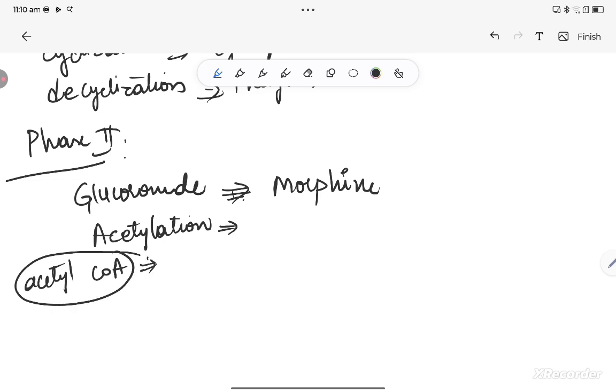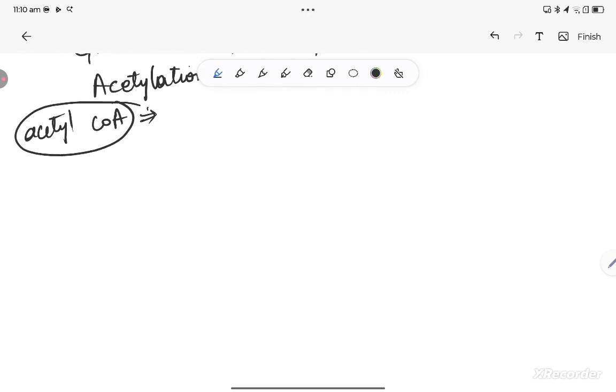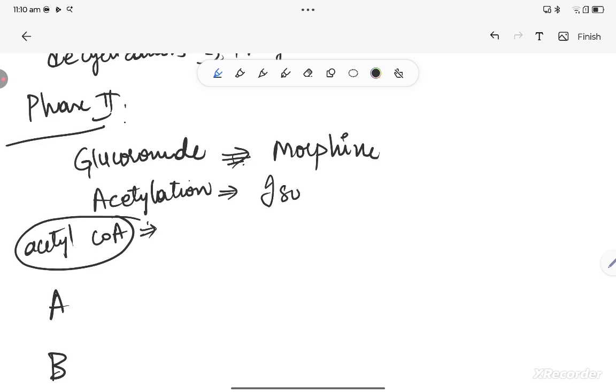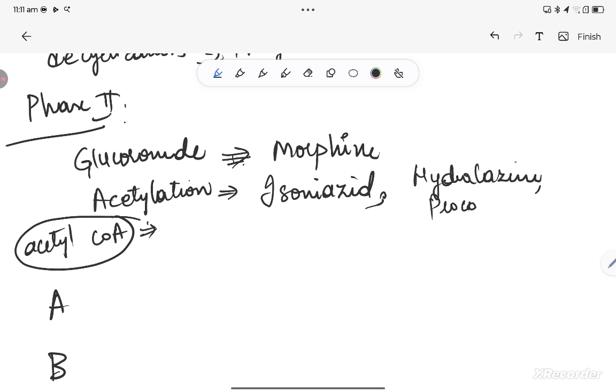Now, we will talk about acetylation in detail. Let us say patient A, patient B. Drugs which undergo acetylation, best example is isoniazid. At least remember one; actually they include SHIP drugs: hydralazine, procainamide, and S stands for sulfonamides. Clear? Now, I'll explain with an example. There are two patients, patient A, patient B.